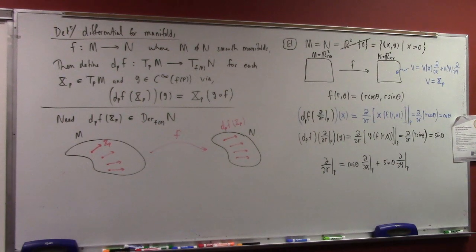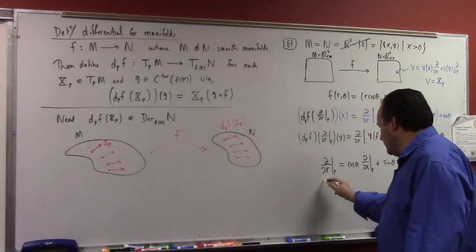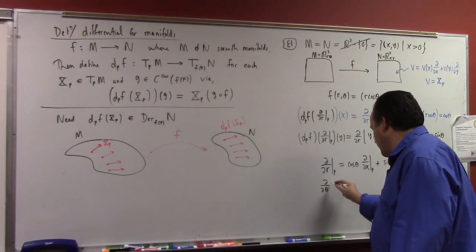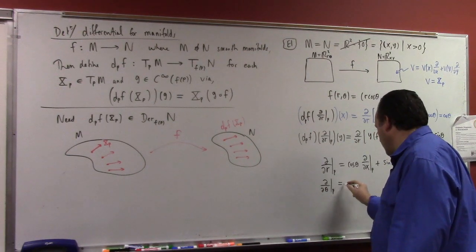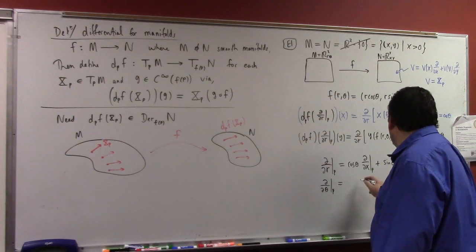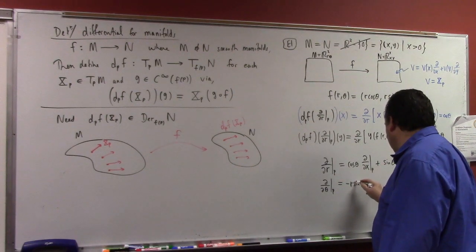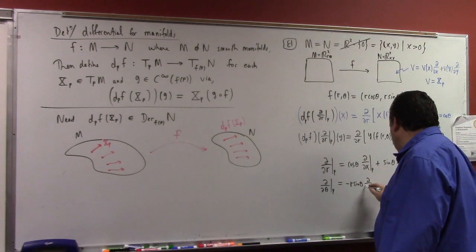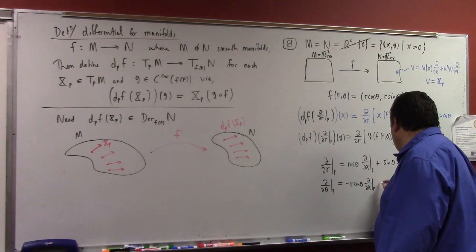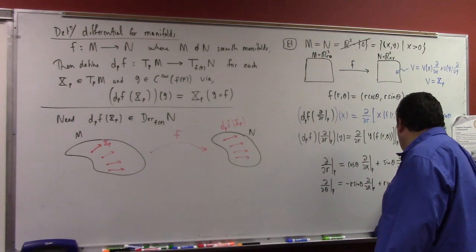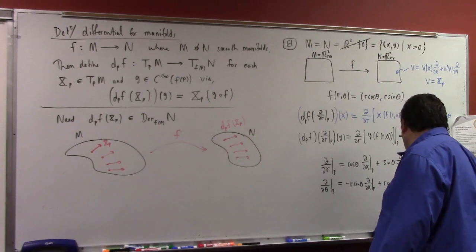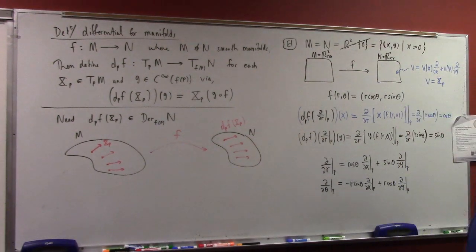And through a very similar calculation, you can show that the theta derivative pushes forward under the polar coordinate change map to minus r sine theta partial x at the point P plus r cos theta partial y at the point P.